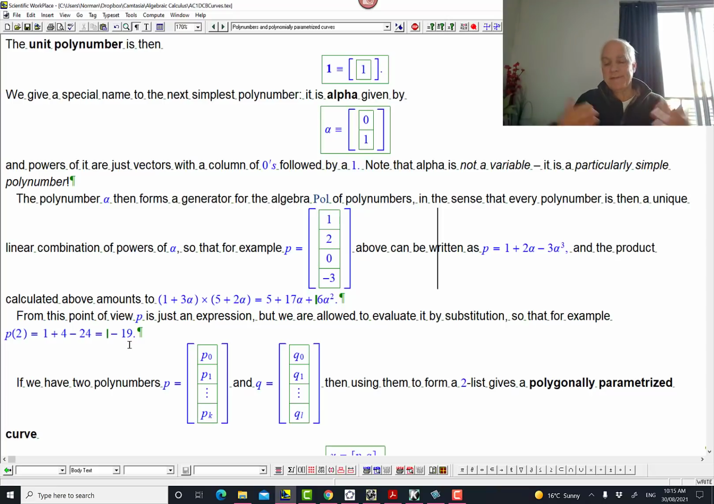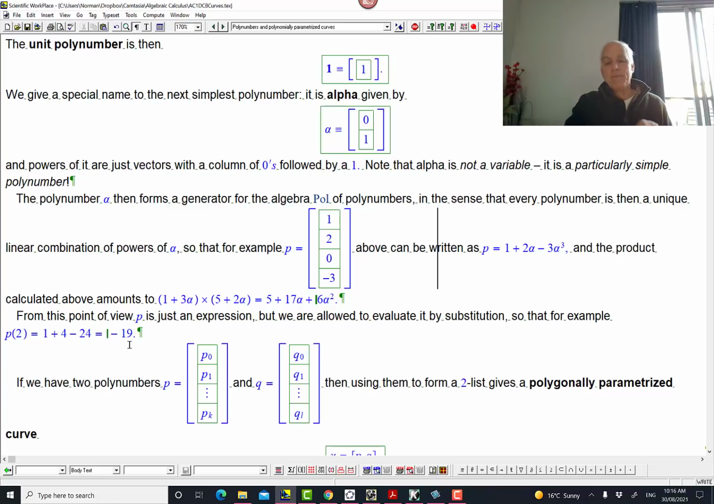And so that's a quick introduction to polynumbers, which are more or less polynomials, but in a slightly more rigorous or careful way, maybe a computer science kind of approach. It's data theoretic. What's the essential of a polynomial? The essential is the list of coefficients.